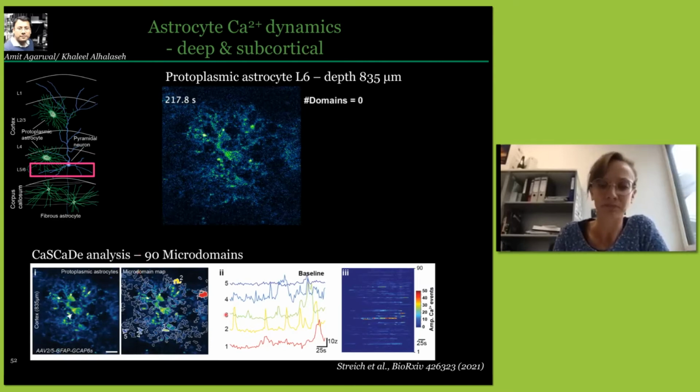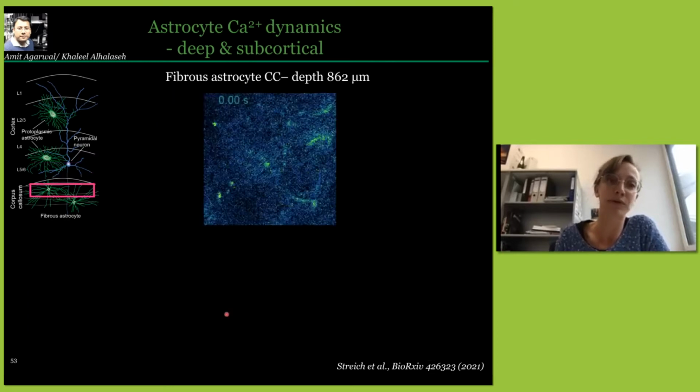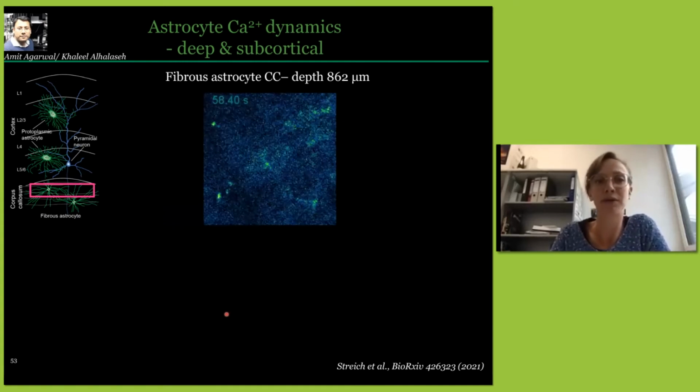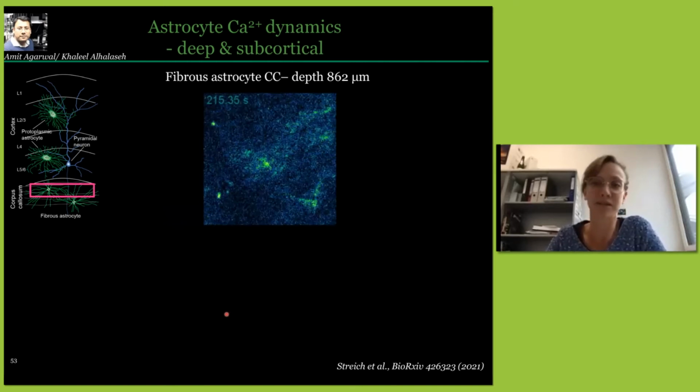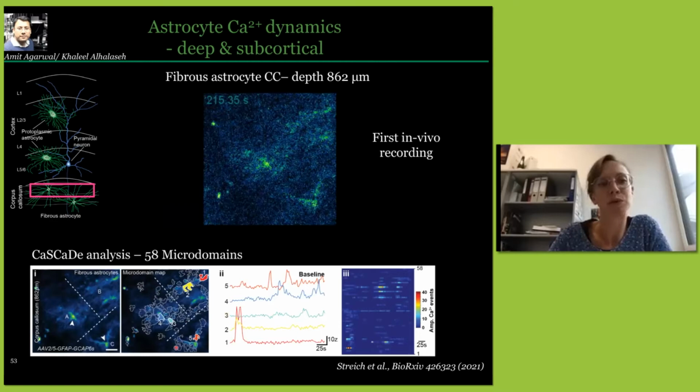And in this example, you can appreciate that we were able to detect 90 individual microdomains with a good signal-to-noise ratio. And if we now go even deeper into the brain, we were also able to record calcium transients from fibrous astrocytes, which you can see in this video here. And to the best of our knowledge, that's the first in vivo non-invasive recording of these cell types. And also in this example, we were able to detect 58 individual microdomains, also still with a fairly good signal-to-noise ratio.